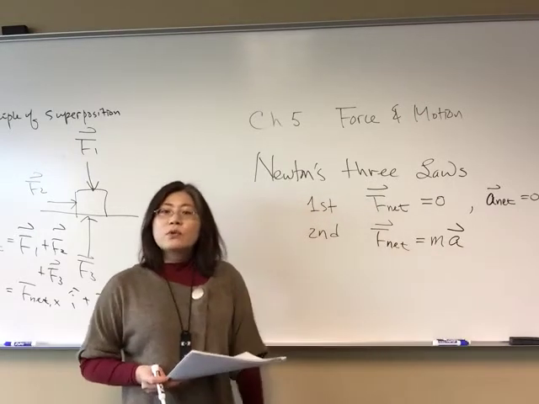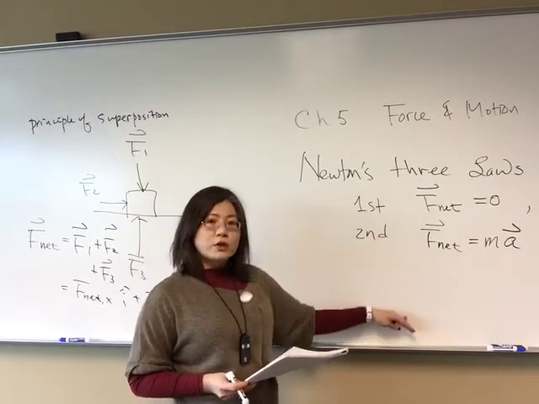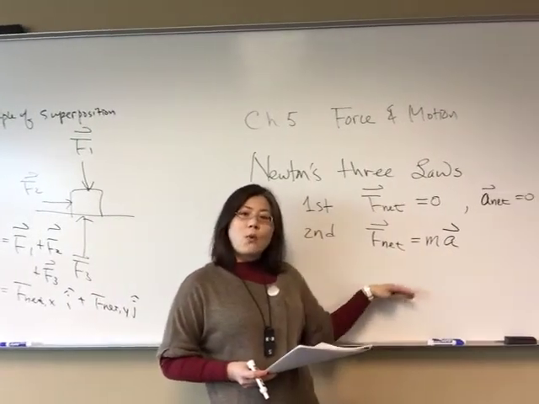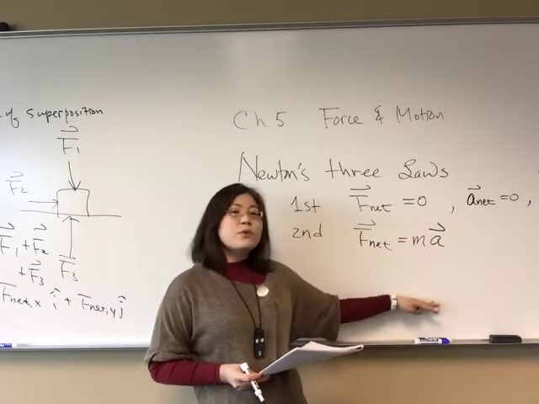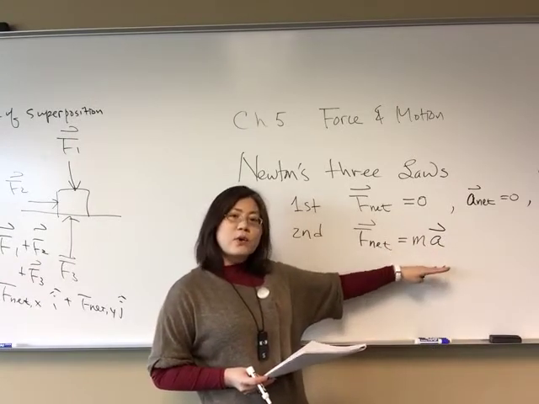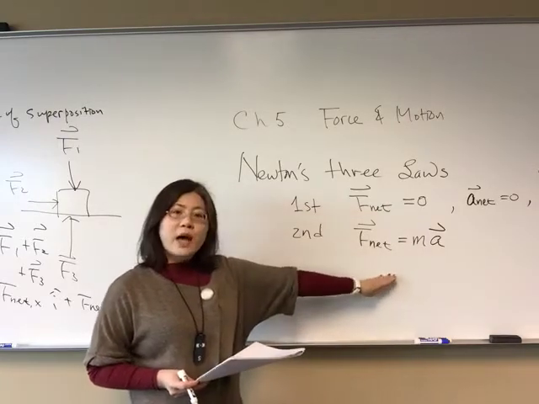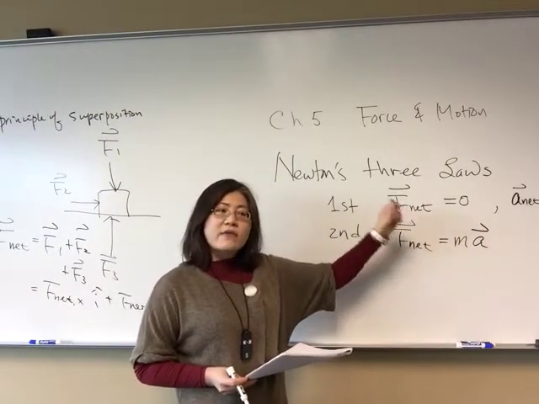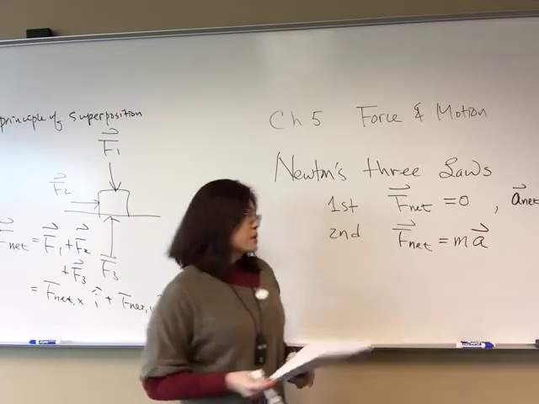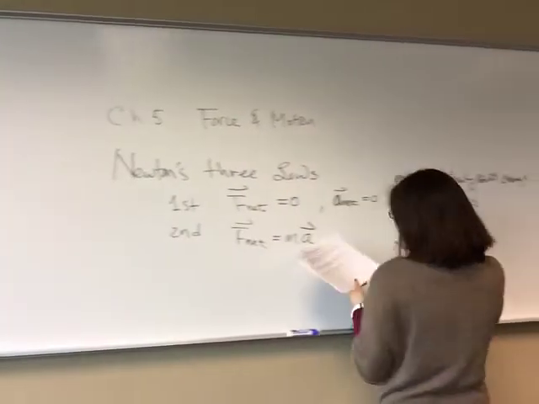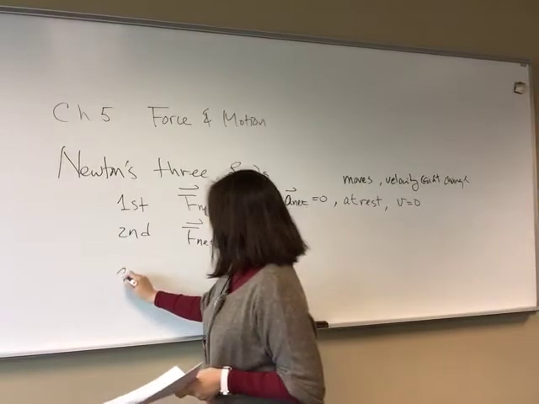If you're dealing with two-dimensional, then you have two equations. One is in the horizontal, and one is in the vertical. If you are dealing with three dimensions, then one is for x, one is for y, and the other one is for z. So this equation can expand to three equations, and you have the x, y, z directions. Okay? So that's your second law. What about the third law?